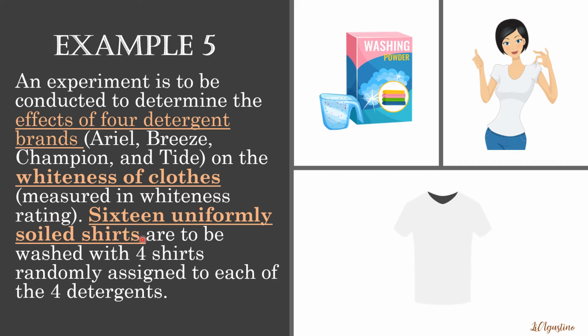And then 16 uniformly soiled shirts, so these are our experimental units, are to be washed with 4 shirts randomly assigned to each of the 4 detergents. So we have the 4 replications and 4 treatments. So that's why we have these 16 experimental units.